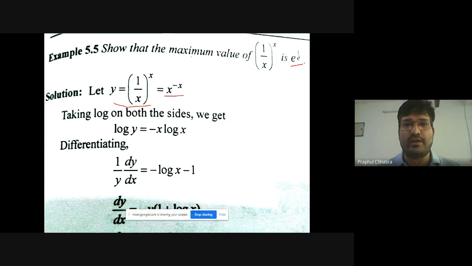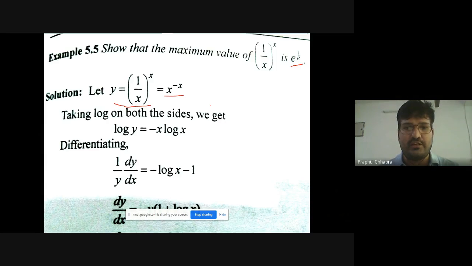And we have to find first the maxima of this given function, and after putting the maxima into the given function, we will obtain the maximum value of the given function, and we have to prove that the maximum value of the given function will be e raised to the power 1 upon e. So the question is very straight and quite simple. So this is our given function, which is y is equal to x raised to the power minus x.